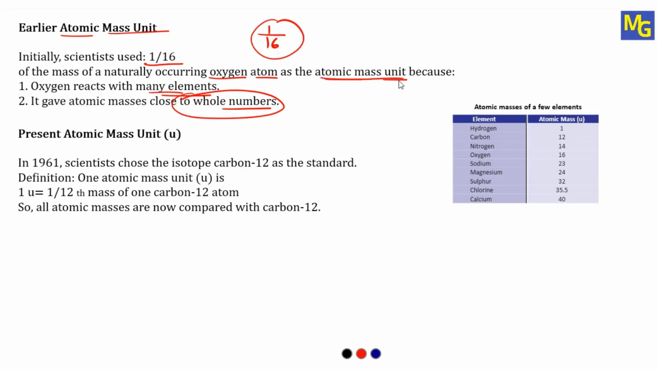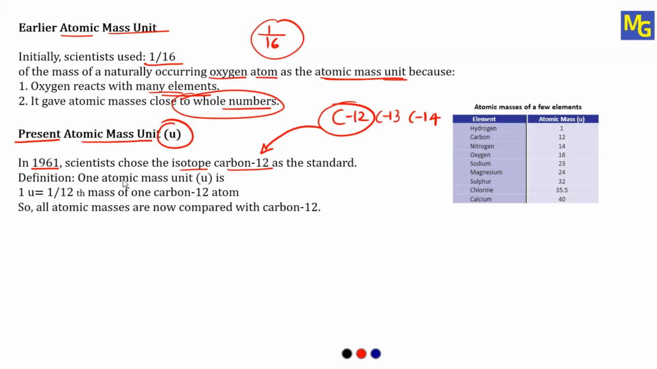But nowadays we are using a different value for the atomic mass unit. See here, the present atomic mass unit, the symbol used is small u. In 1961, scientists chose the isotope carbon 12. As we know, carbon has three isotopes, 12, 13 and 14. Out of these three, scientists use carbon 12 as the standard one, and nowadays also we are using the same unit.